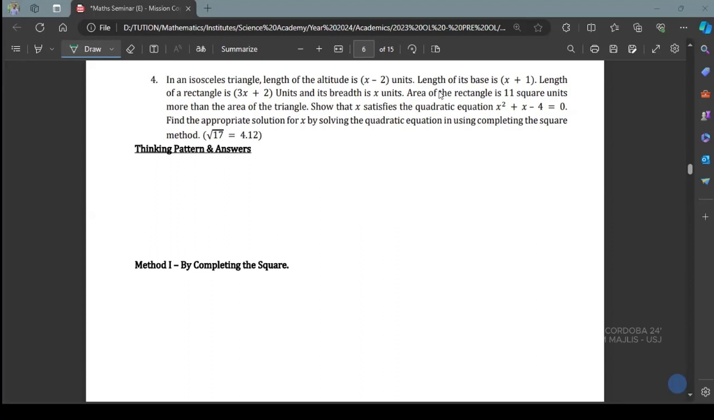Right. So in an isosceles triangle, what is an isosceles triangle? Can someone unmute and tell me? What is an isosceles triangle?